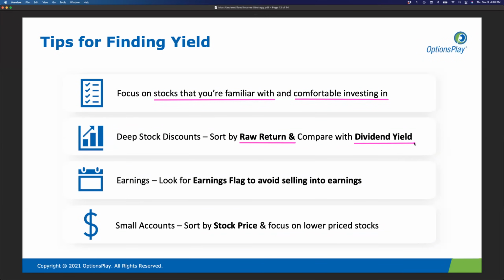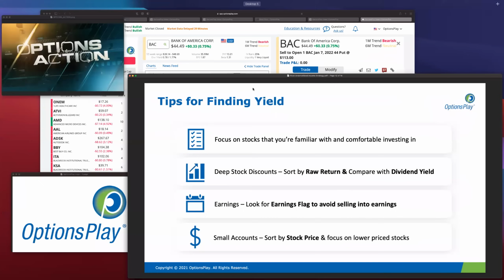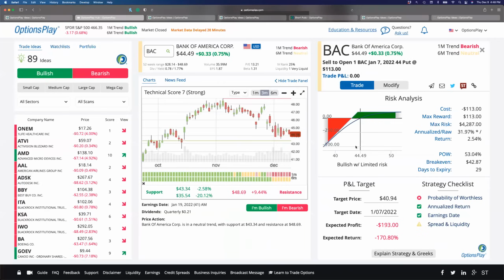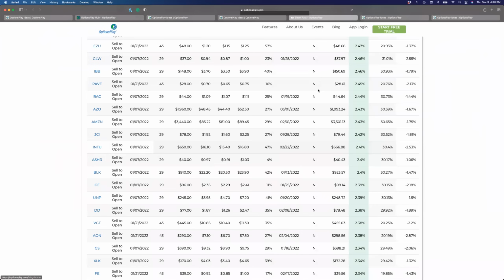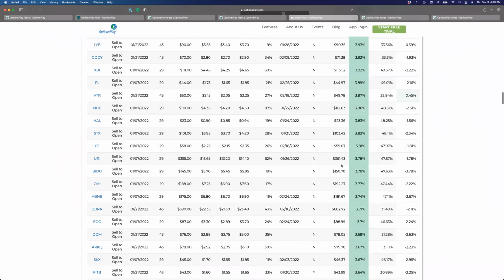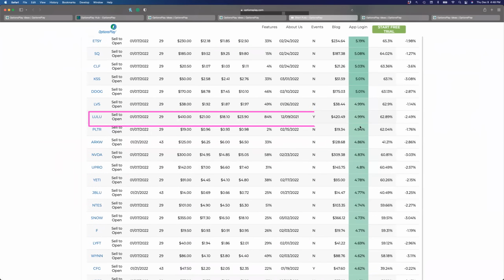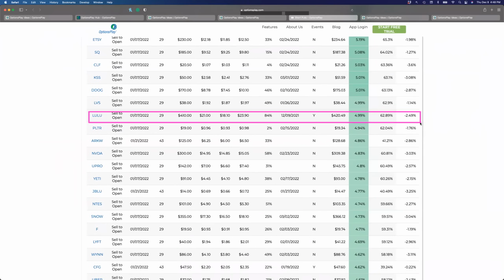And I do think for many of you that are looking at this, it's important to look at earnings because we have the earnings flag on our report. And if you want to avoid selling puts going into earnings, make sure that the earnings flag is a no. You see how there's a no or a yes. So if it's a no, then there's no earnings coming up. But if you have anything that's a yes, and let's find one, like Lululemon. Lululemon reports today after the close. That's why it's a yes.